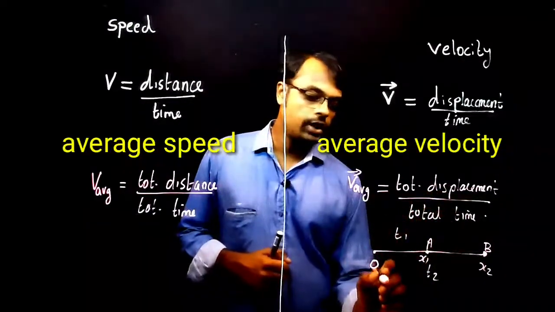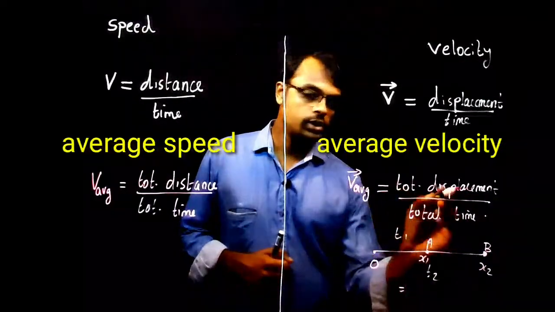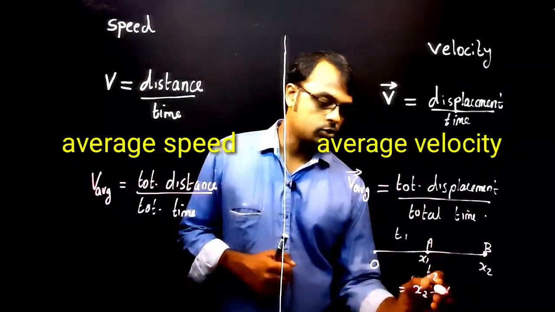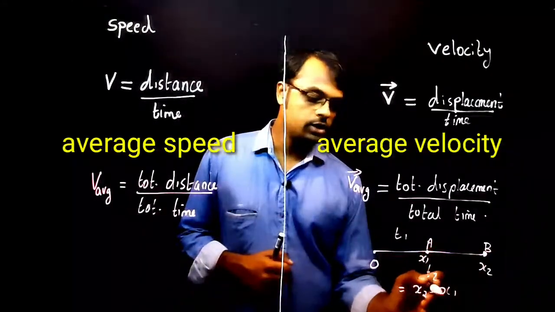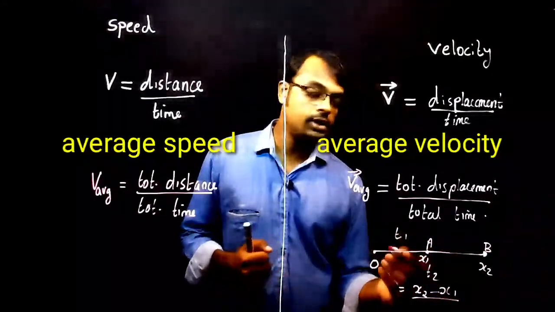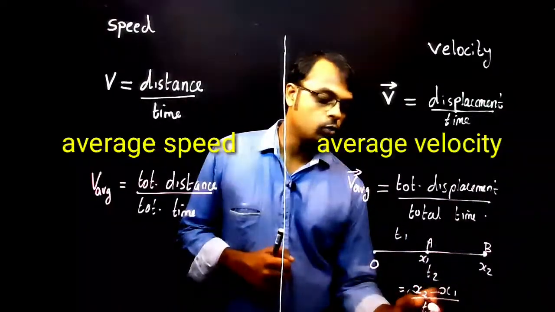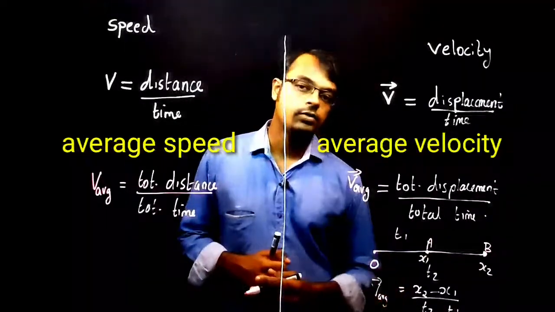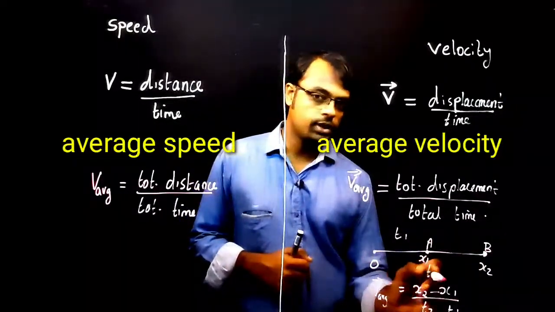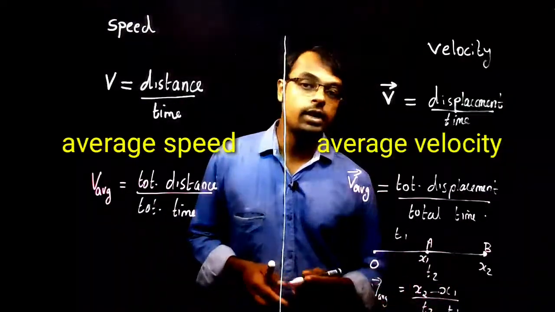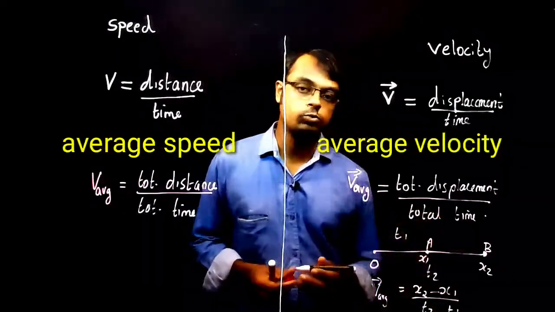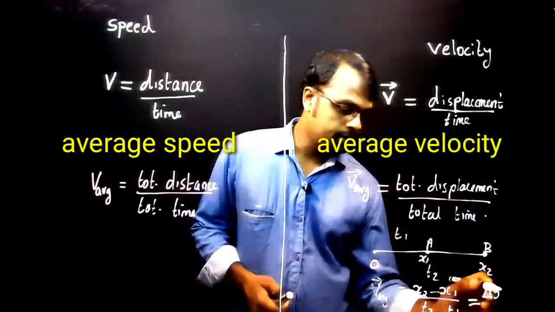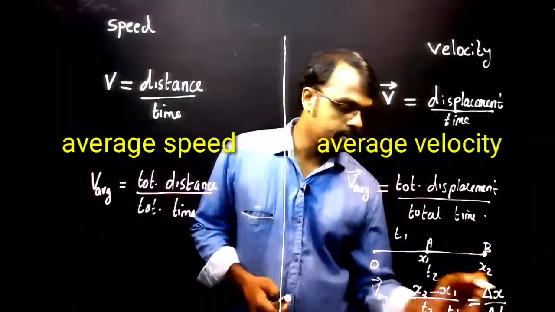So what is the average velocity formula here? Total displacement. What is the total displacement here? x2 minus x1, final position minus initial position, divided by the time interval between these two, that is t2 minus t1. So the average velocity vector is equal to final position minus initial position divided by t2 minus t1. That means the time interval between these two positions. We can write it as delta x divided by delta t.